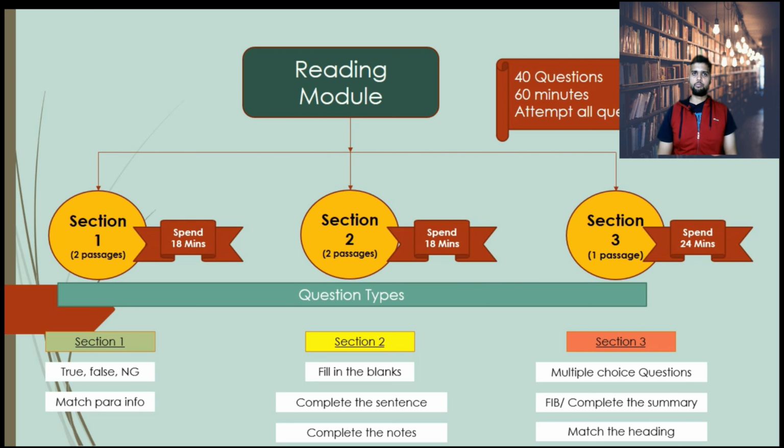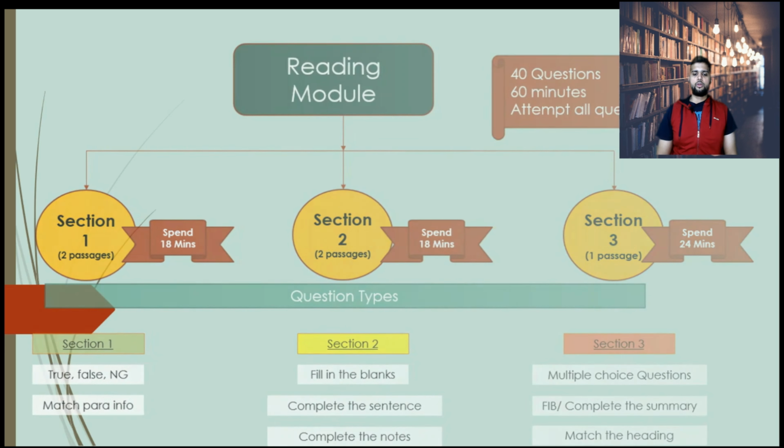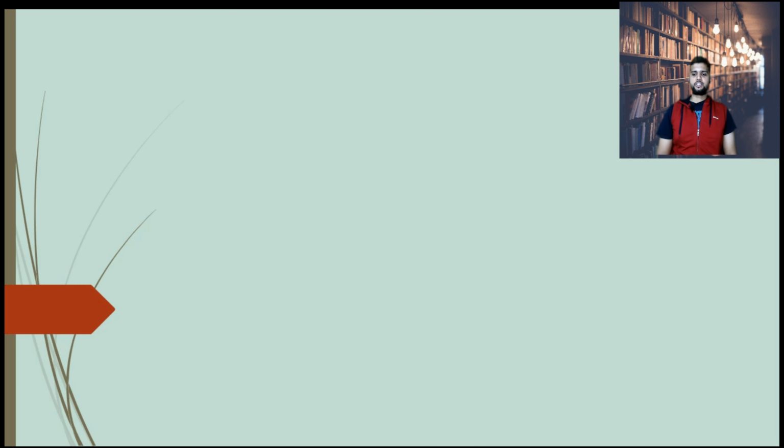Fill in the blanks or complete the summary is one more type of question which will come, and match the heading. So if match the heading comes for you and they'll be asking it for 5 to 7 questions, then you should make sure that you have enough time available to attempt this, because it will be very difficult for you. Let us understand section by section.